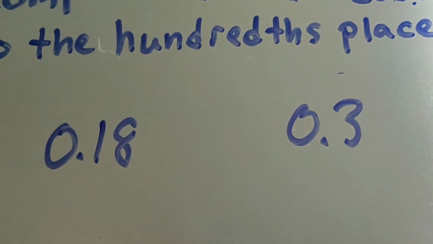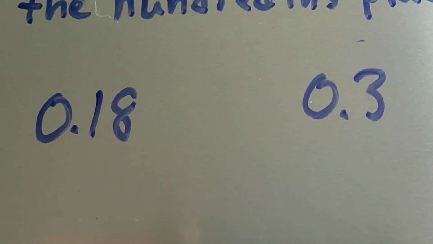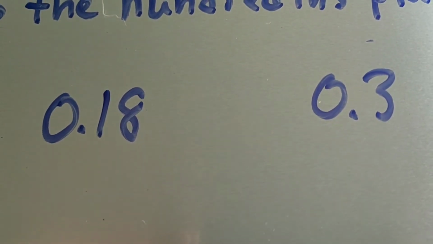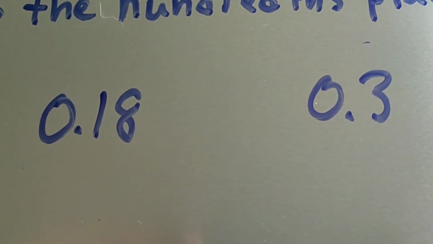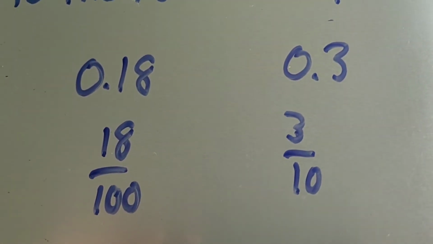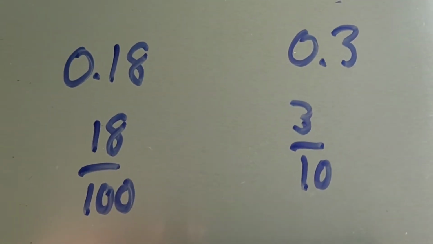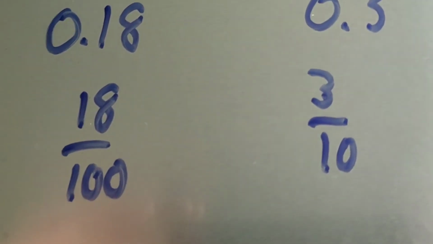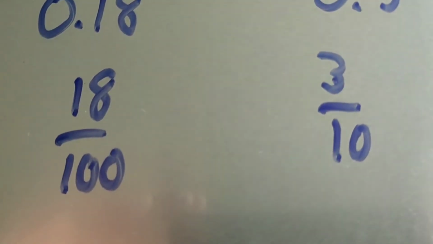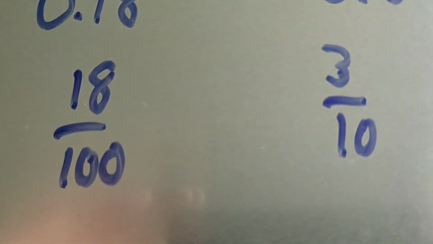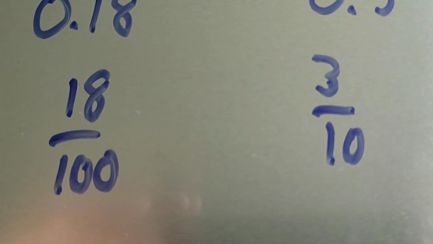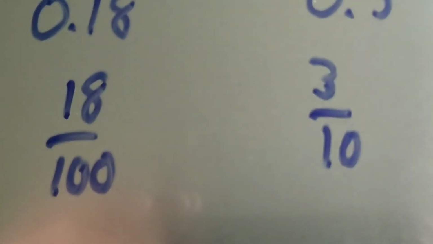So let's start moving a little more quickly now. I don't think you need the place value chart. We have 0.18 and 0.3. We want to express them as fractions. 0.18 is 18 hundredths and 0.3 is 3 tenths. Still kind of hard to compare them because we don't have a common denominator. Which one are we going to change? Are we going to change the denominator of hundredths to tenths, or tenths to hundredths? And if you said tenths to hundredths, you're correct.